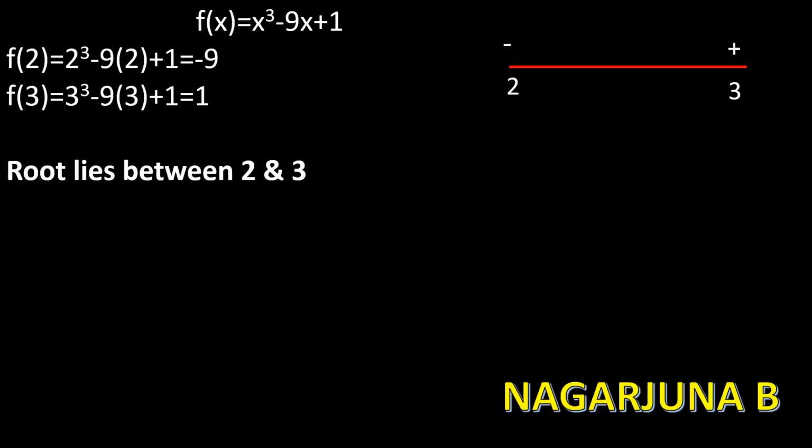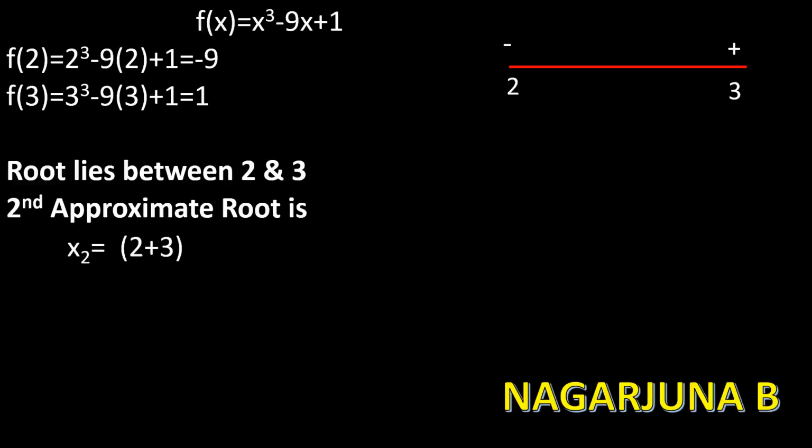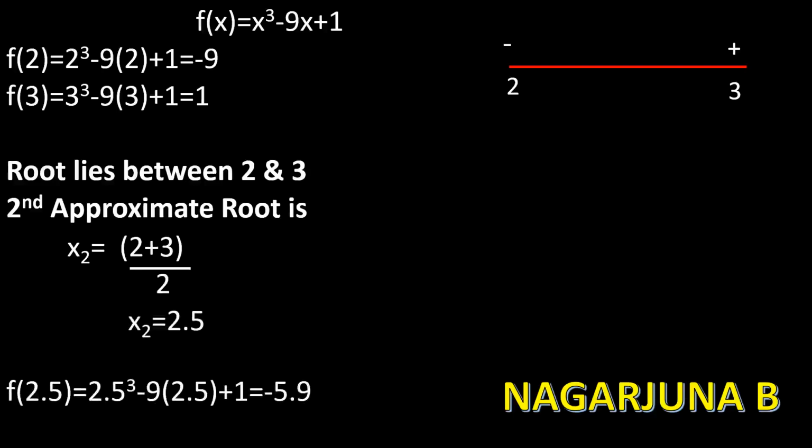So it is the second step. For that purpose, the second approximate root is, and the formula is the same, x is equal to a plus b by 2, and here a is 2 and b is 3. Therefore x2 is equal to 2 plus 3 divided by 2, and it will give the answer as 2.5. Now we need to find f of 2.5. f of 2.5 is equal to 2.5 cube minus 9 into 2.5 plus 1 is equal to minus 5.5.